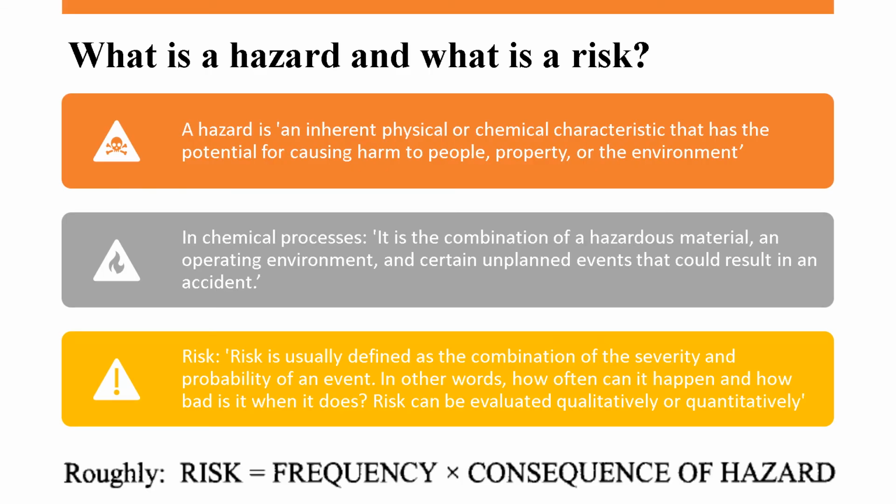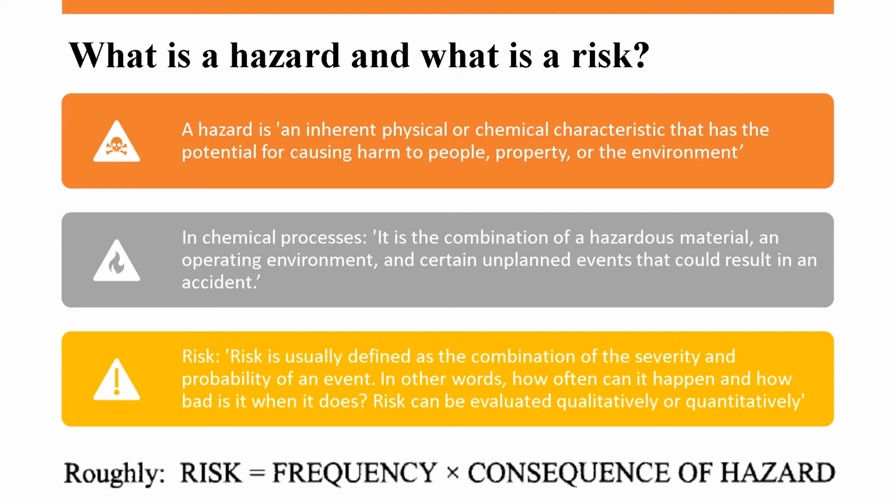What is a hazard and what is a risk? A hazard is an inherent physical or chemical characteristic that has the potential for causing harm to people, property, or the environment. In the chemical process, it's the combination of a hazardous material, an operating environment, and certain unplanned events that could result in an accident.